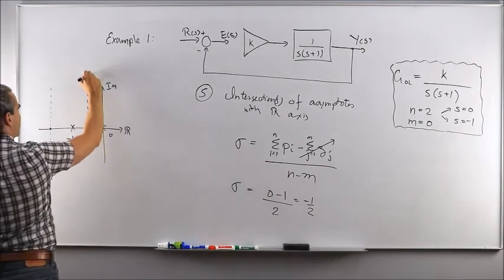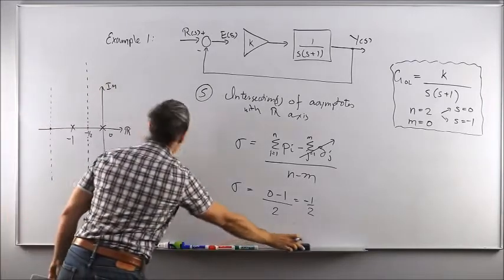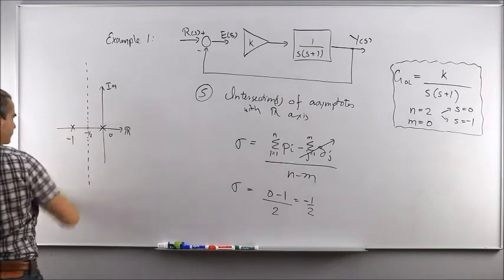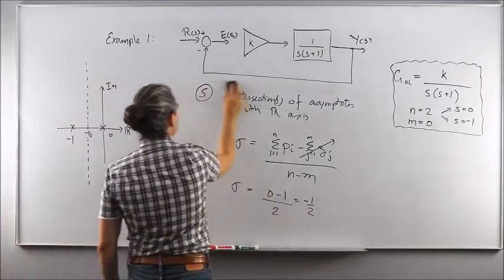And now I can draw my two asymptotes exactly where they meet the real axis. Okay, starting to look like something.